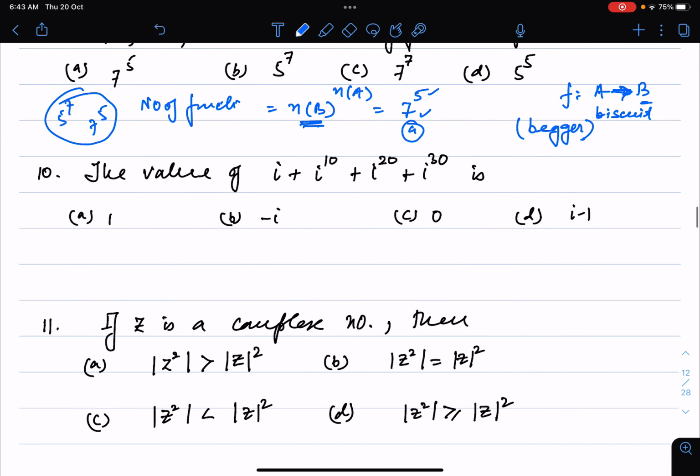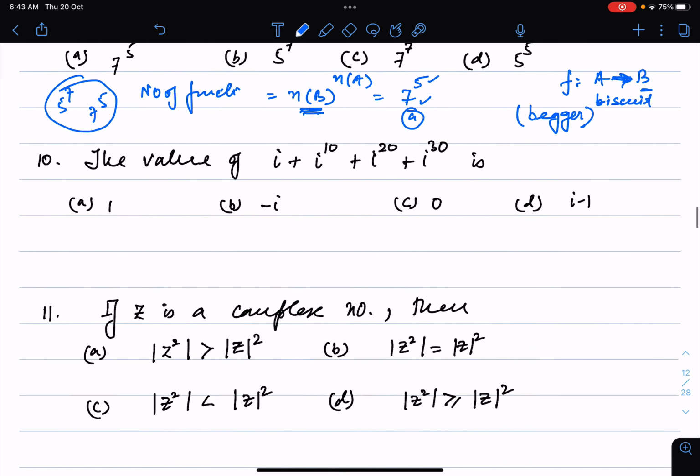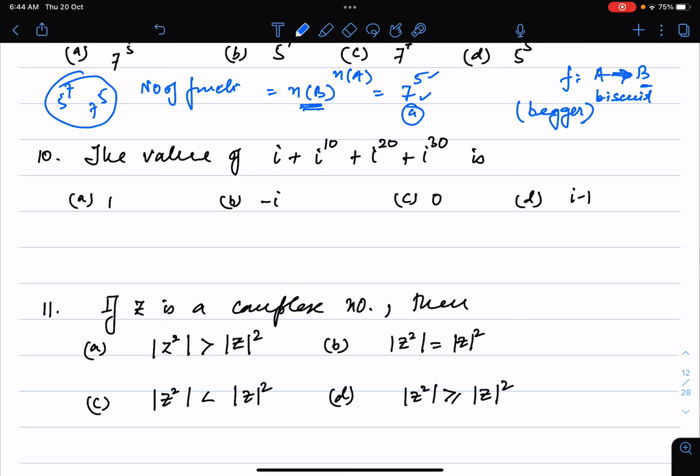Okay, now coming to question number 10. Find the value of this. You have to find the value. This is a complex number. Here i stands for iota. So I can simplify like this.